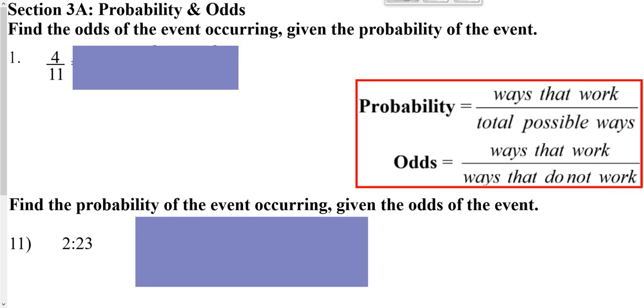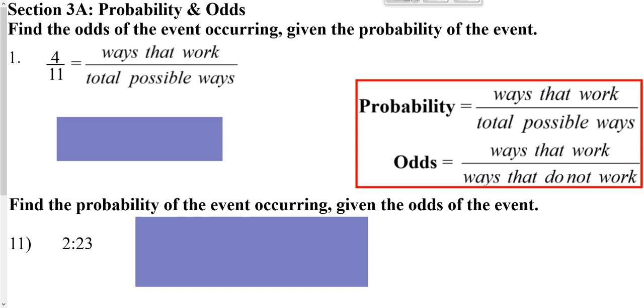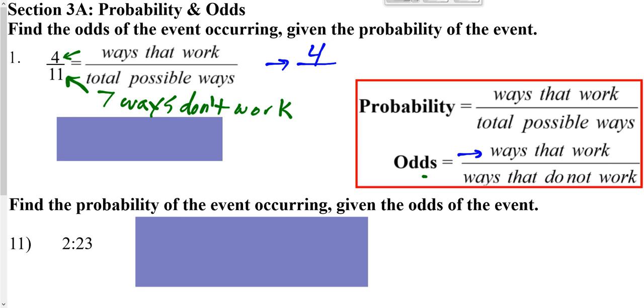So let's go ahead and start here. We are asked to find the odds when we're given the probability. Well, probability, remember, is ways that work. Well, odds, on the other hand, is also ways that work. So we know when we're going to go ahead and write this with odds, the top number is still going to be the same. Now, as we look here, if this is ways that work and this is total options, that means there's 7 ways that don't work. And that's what the bottom is for your odds. Now, whether you write it like this or as a ratio like this does not make a difference.